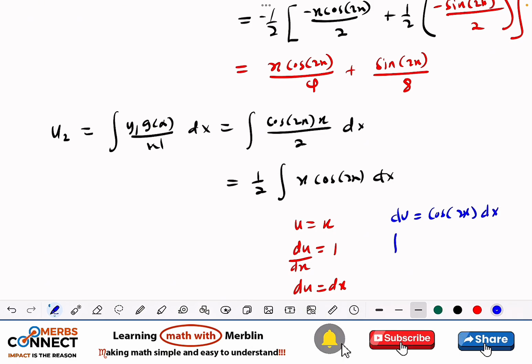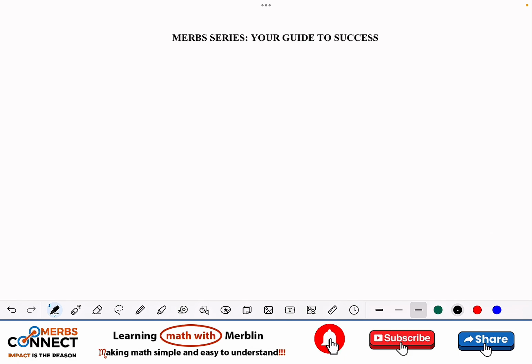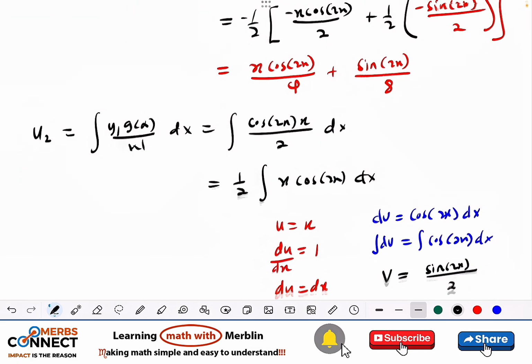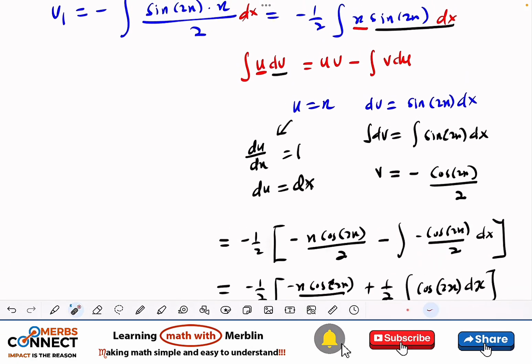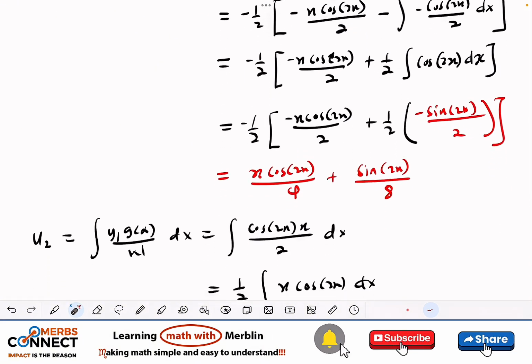And then when I integrate both sides with integration, I'm going to have v equal to, when I integrate cos, I get sine. So I'm going to have sine 2x, then I divide it by the derivative of what is inside the parenthesis, which is going to give me 2. Good. So what I need to do now is go through the integration by parts formula that we use here, and then boom, we are there.